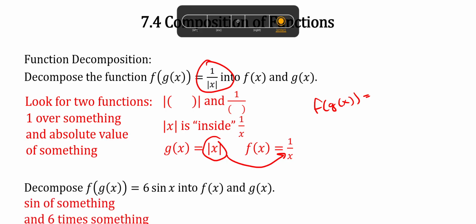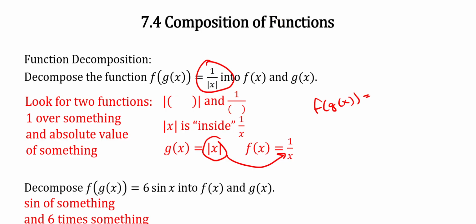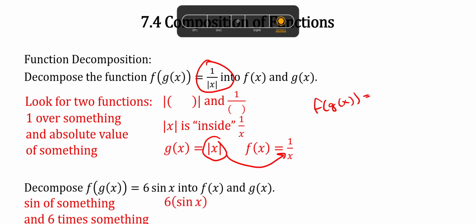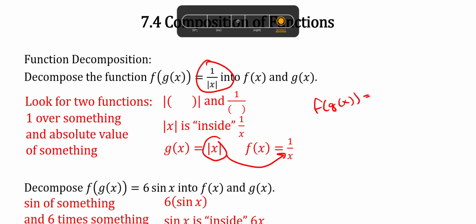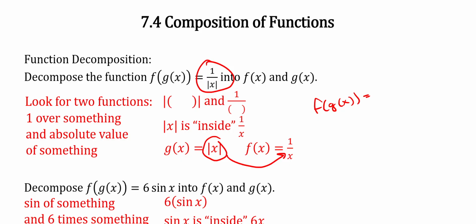Okay, I see sine of something and 6 times something. So we have 6 times sine of x. Well, sine of x is inside 6x. And then, so g of x is sine of x, and f of x is 6x.